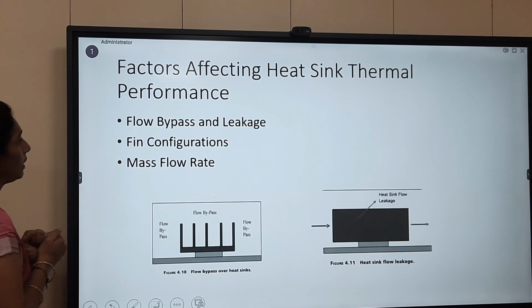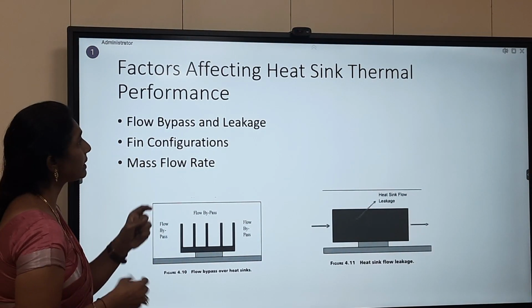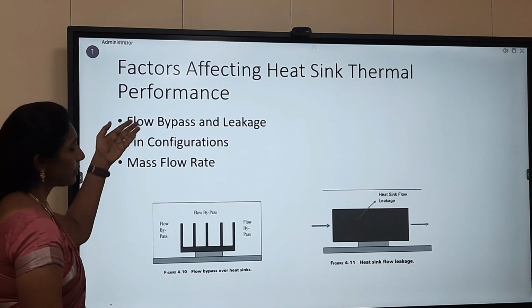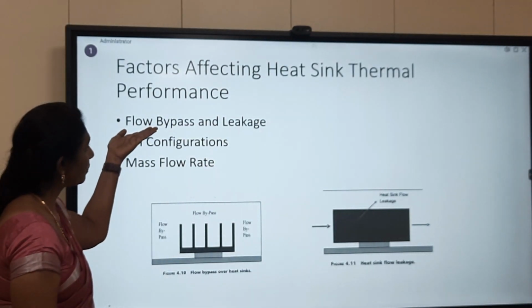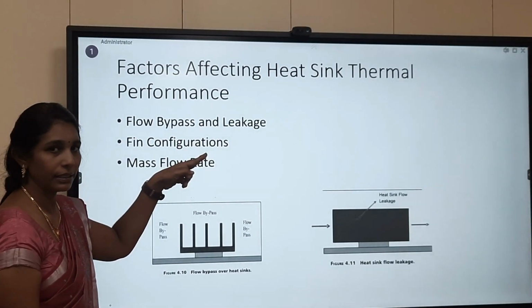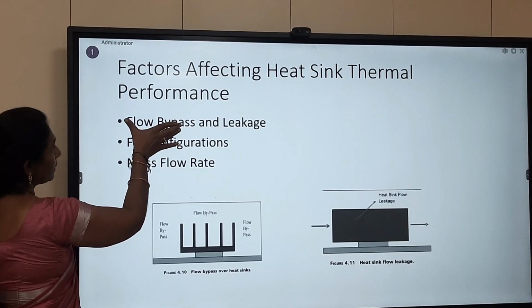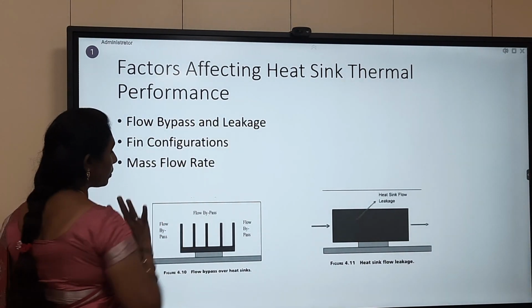Okay, now the last topic for this lecture: factors affecting heat sink thermal performance. There are three factors which affect it. The first one is flow bypass and flow leakage. The second one is fin configuration, and the third one is mass flow rate.